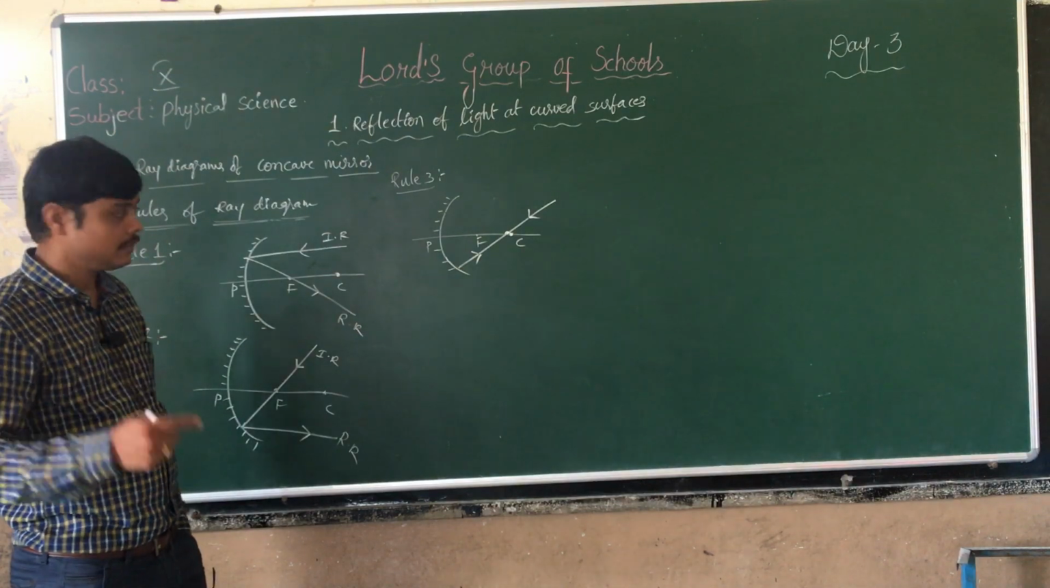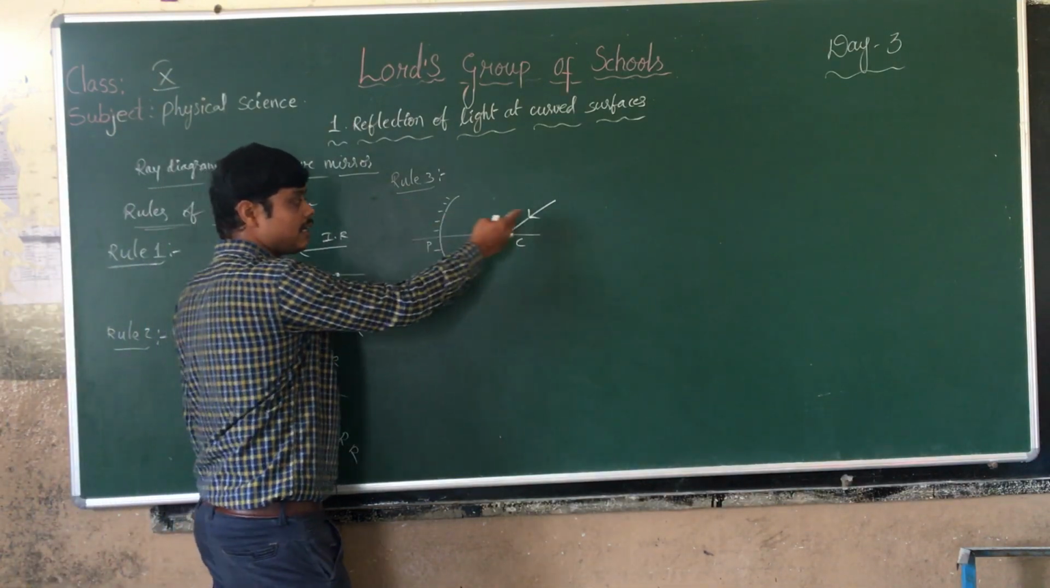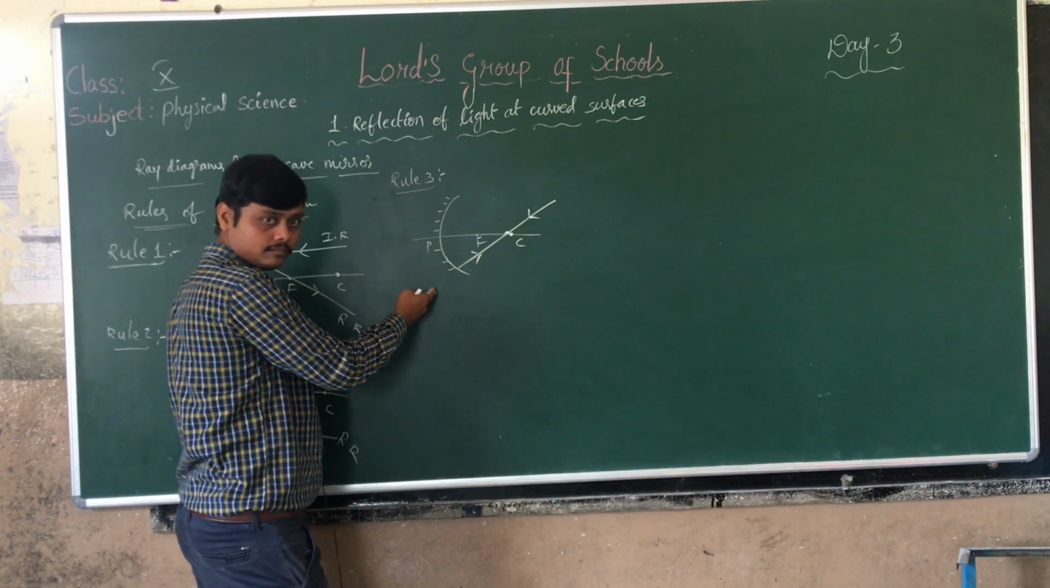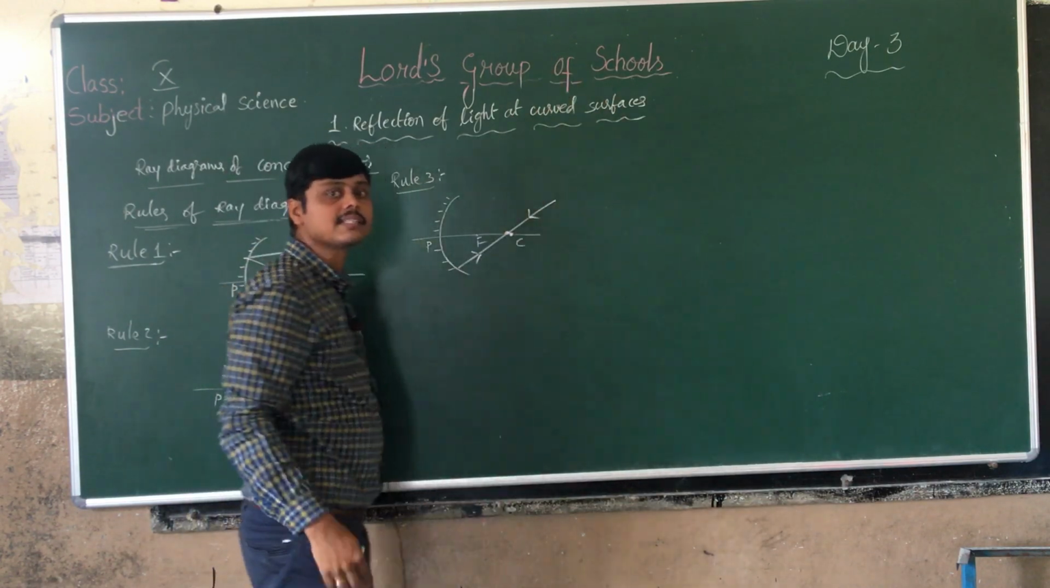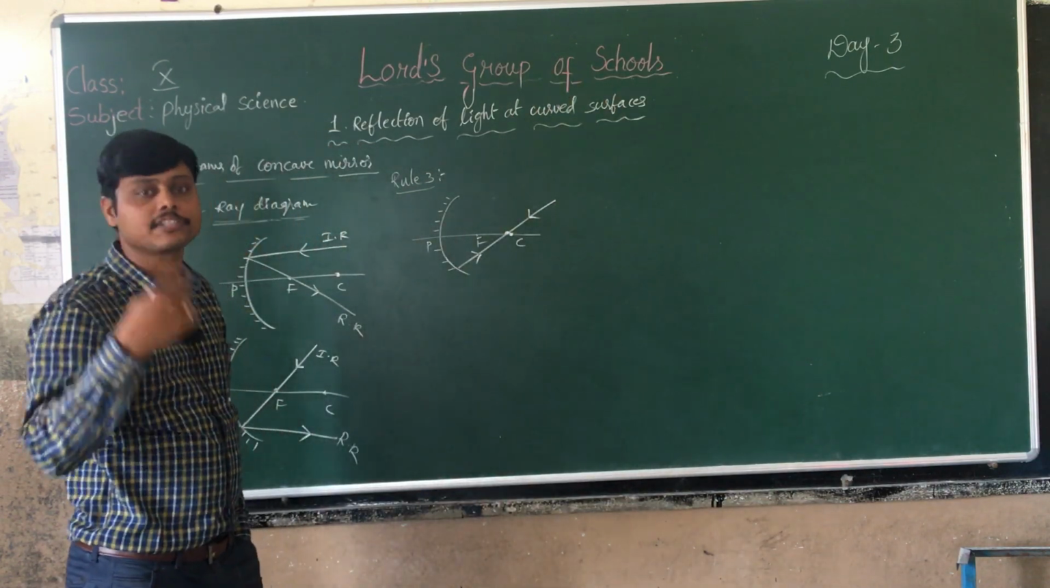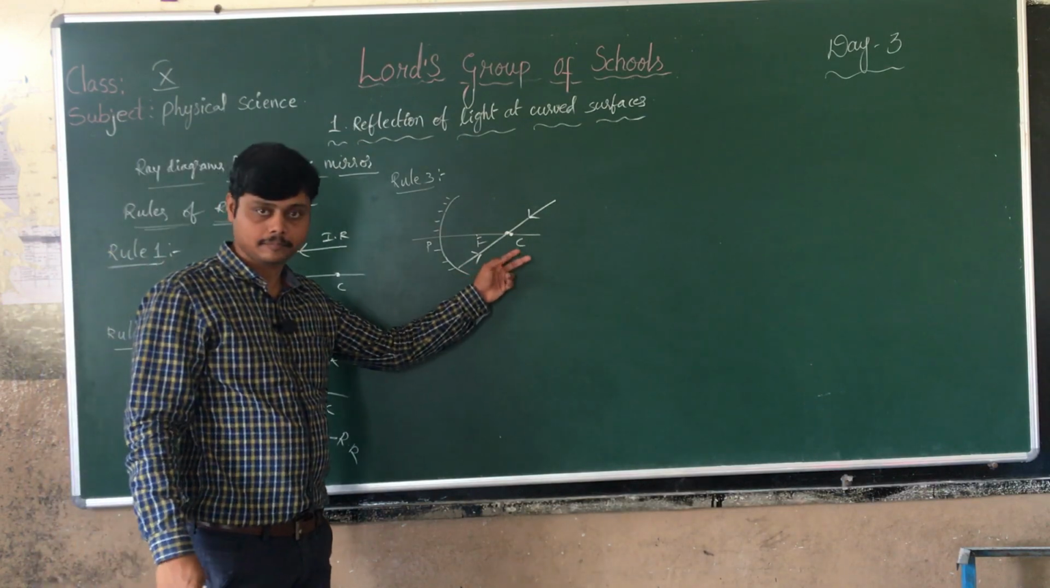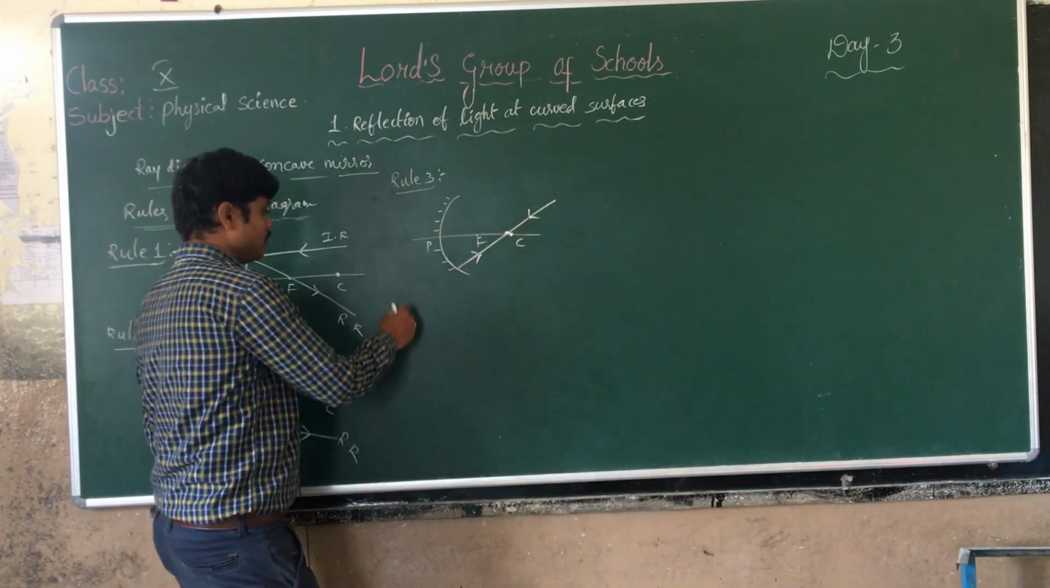That is rule 3. According to rule 3, if a light ray is passing through center of curvature, it reflects back along the same path, but opposite in direction. There is no change in path in rule 3. And rule 4.